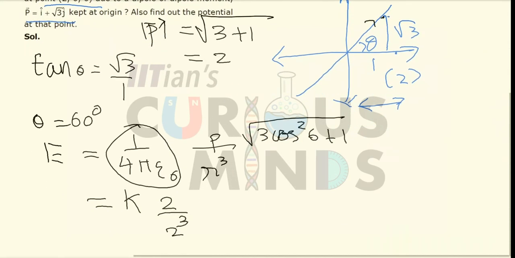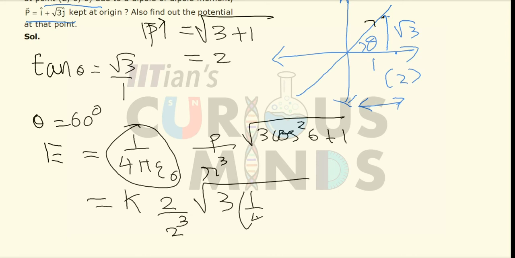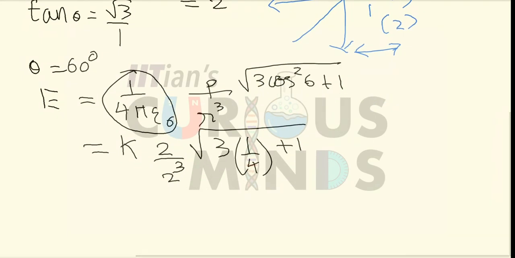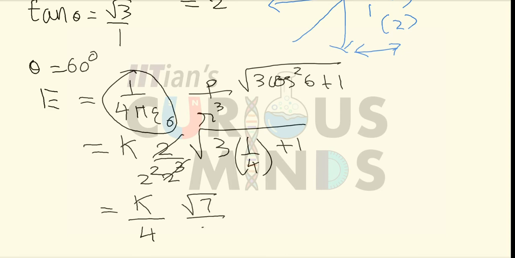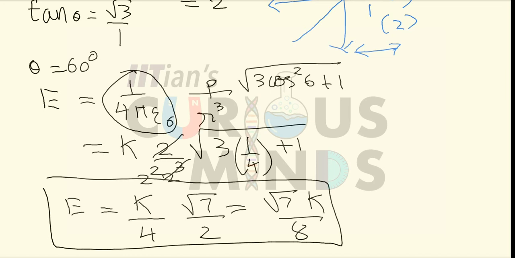Into root of 3 cos square theta plus 1. The theta over here is equal to 60 degrees, so cos 60 will be equal to half, so cos square theta will be equal to 1 by 4. So it will be 3 by 4 plus 1, which will become root 7 divided by 2. This is the electric field at the arbitrary point. If I simplify this value, the same value will come out to be root 7 k divided by 8. This is the electric field at the point (2, 0, 0).